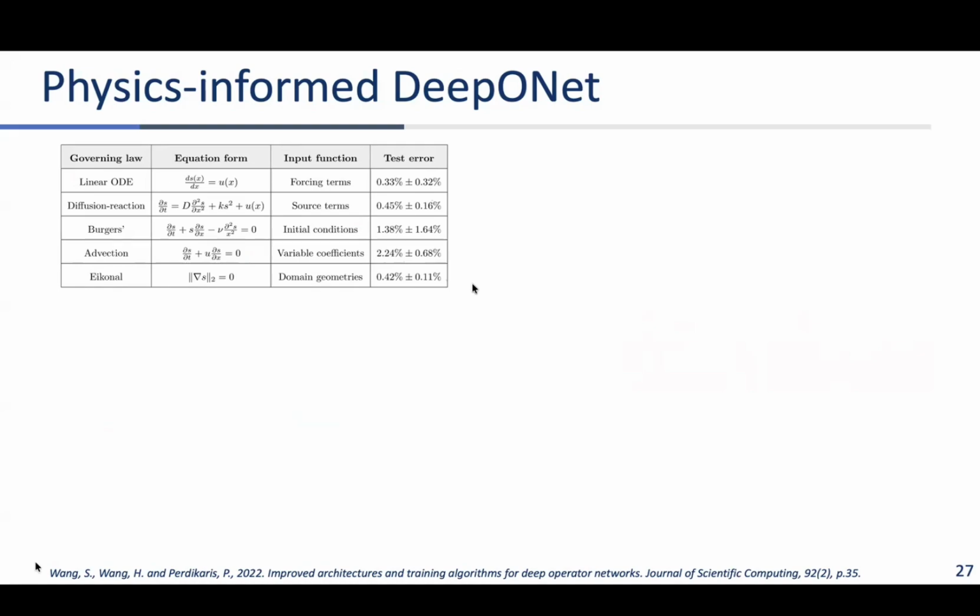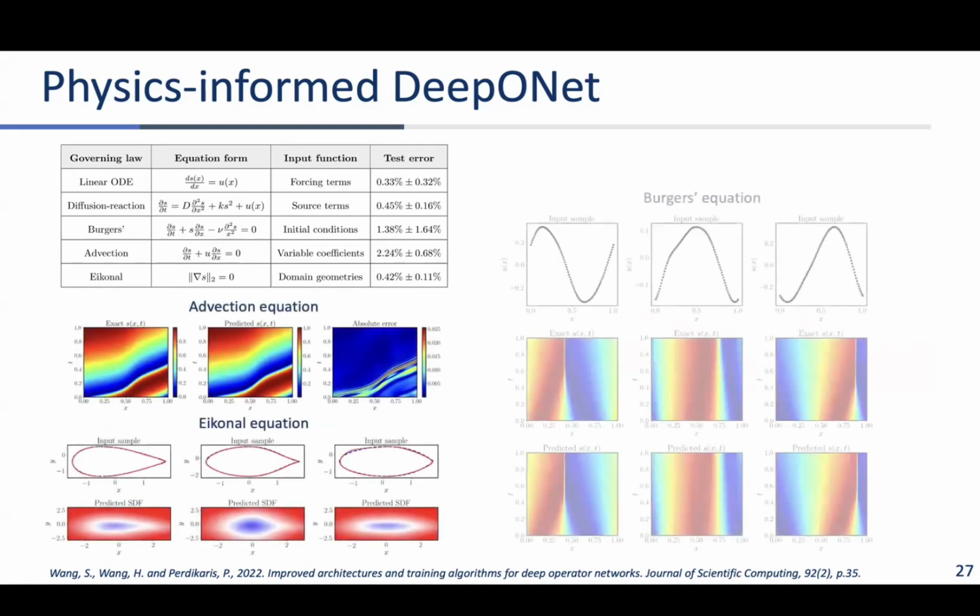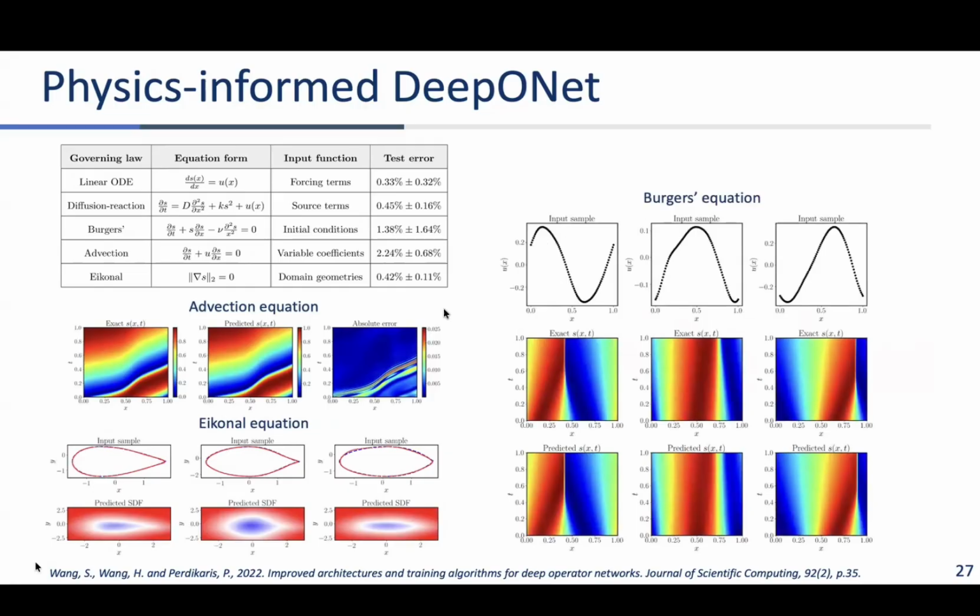For the rest of the slide, I just want to highlight several realizations like the advection equation, the Eikonal equation, or Burgers' equation. For all the examples, the predicted solutions achieve good agreement with their numerical solutions. And it's worth emphasizing again that all of these are trained without any solution measurements.